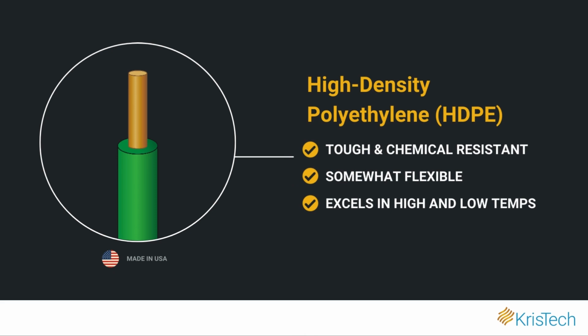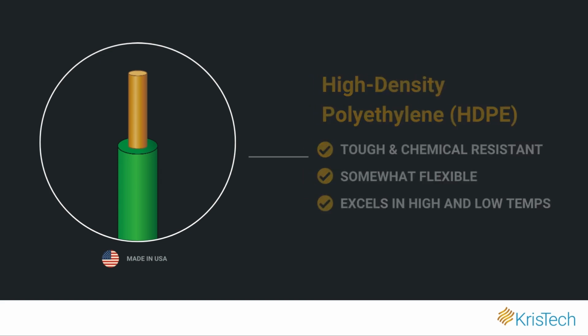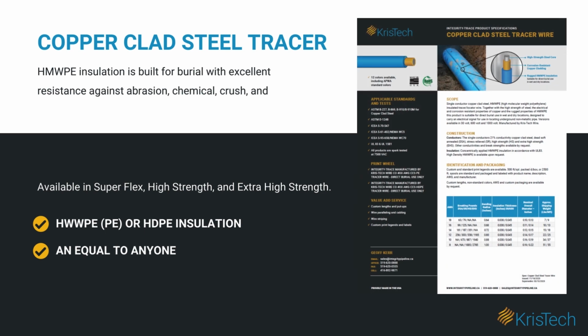HDPE is a tougher version of regular HMWPE or PE, but they are both in the same plastic family. HDPE is more specifically used in drilling applications. Drilling applications often call for HDPE 45 versus the standard PE 30 because it's a thicker jacket and a more rugged, durable plastic variation. Now let's dig into the metal conductor construction.